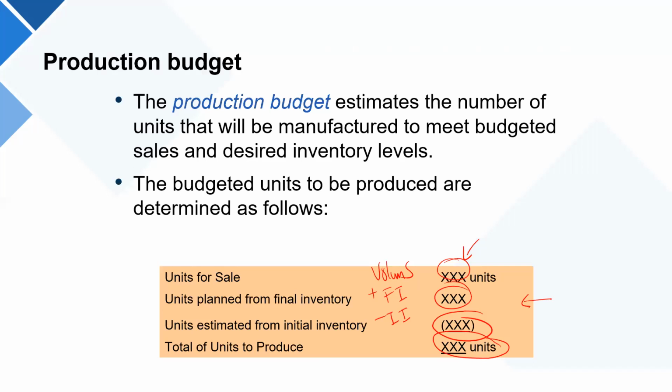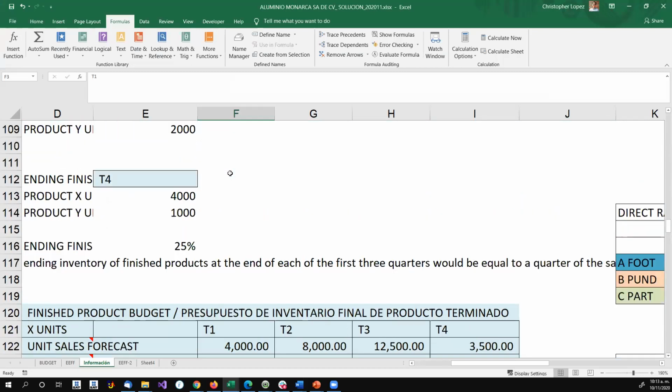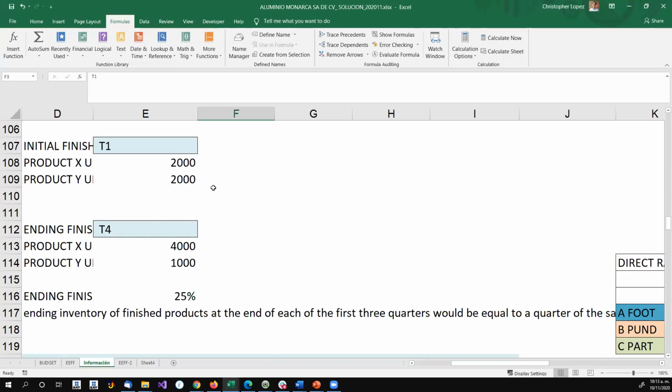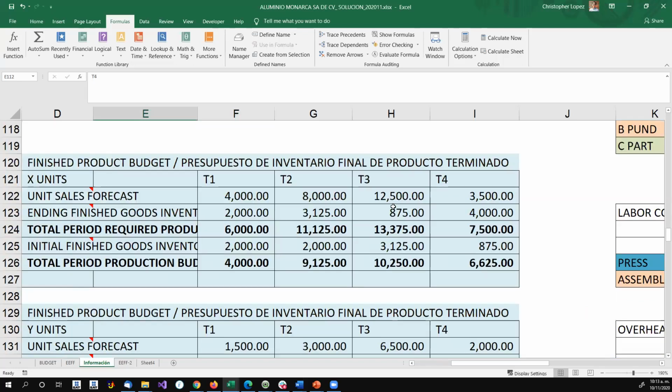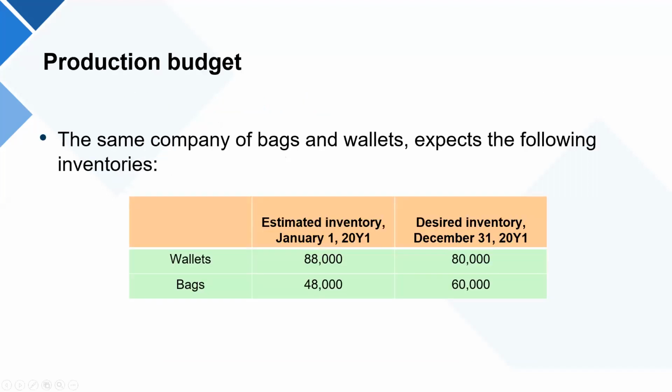And again, I have it here on my answer already. And I have it like this because I'm going to work it per period, okay? I'm going to do it each period because I need the information for each period. So let's see it with data, all right? With the same company we're working for the examples, we have an estimated inventory at January and a desired inventory at December. This will be our initial inventory. And this will be our ending inventory. Okay?